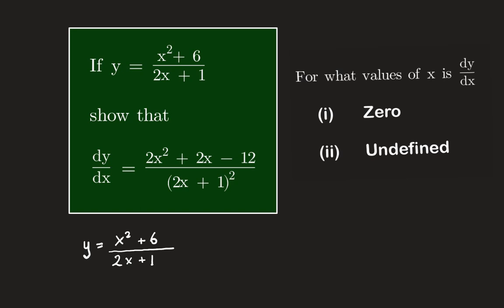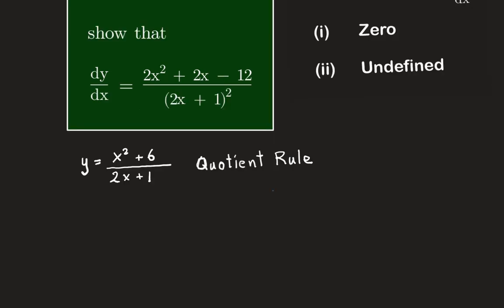So we need to show that this function here can be differentiated into this. This will require the quotient rule, because we've got a rational function with a polynomial in the numerator and a polynomial in the denominator. So we will let u be the numerator polynomial. u dash will therefore be 2x. v is 2x plus 1, and v dash is equal to 2.